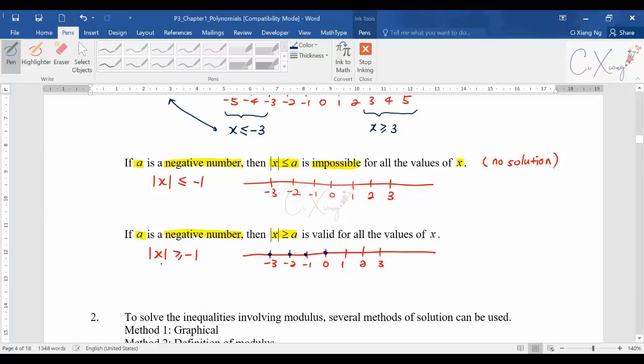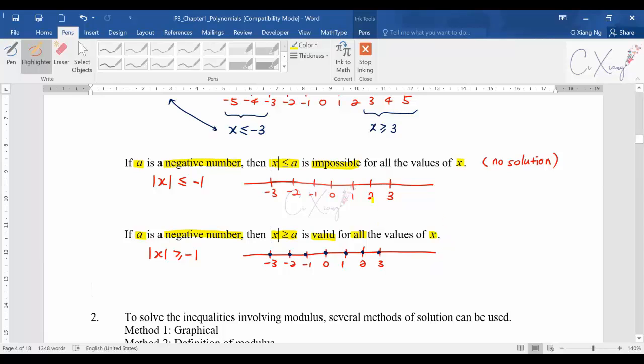Even if you put in 0, modulus 0 is 0, right? Is 0 greater than or equal to -1? Yes. So even 0 is a correct value that fulfills the inequality. 1 also, 2 also, 3 also. If you continue trying a few numbers, you'll find out that all the numbers you put in are always true for this one. So the conclusion is: modulus x greater than or equal to A is valid for all values of x. So this one has no solution, and this one has all values of x as solutions.